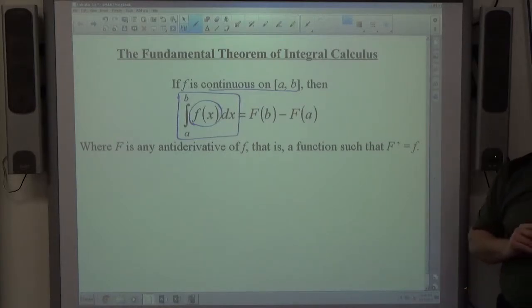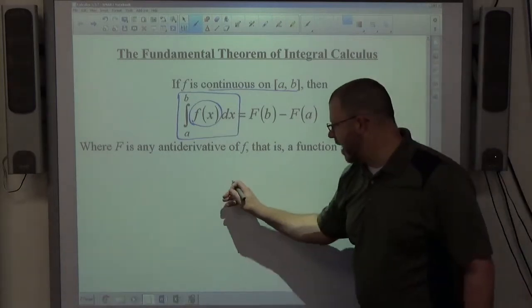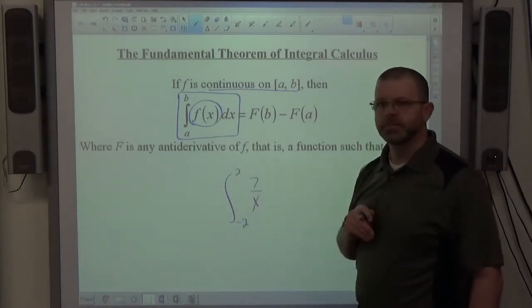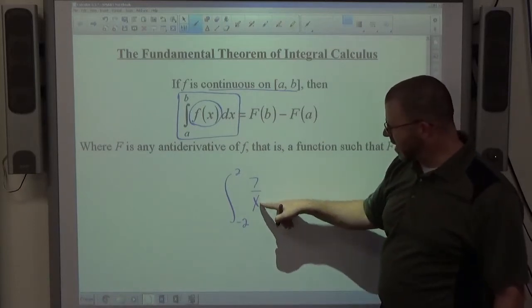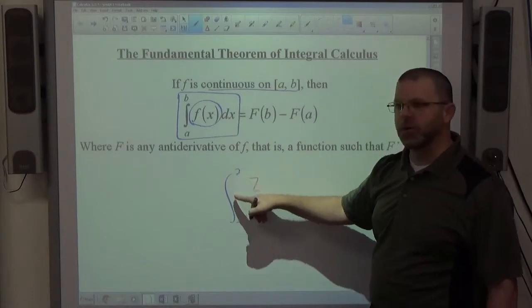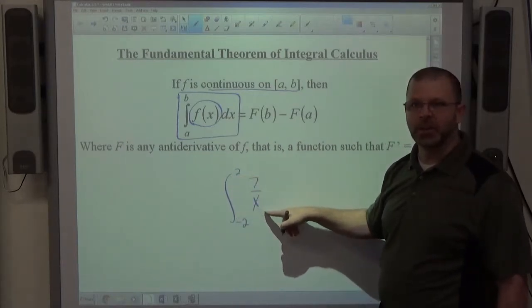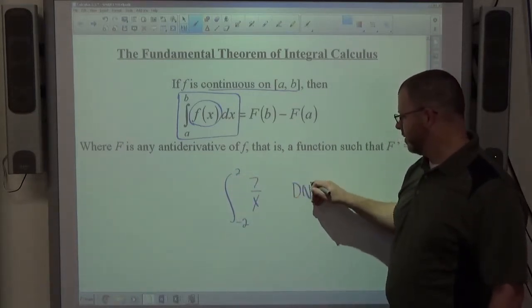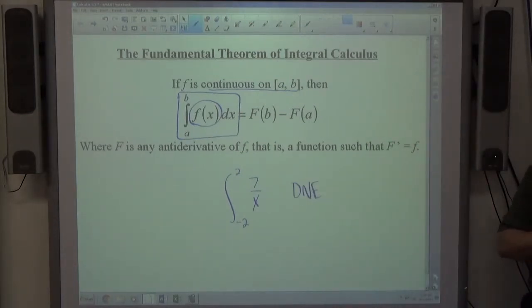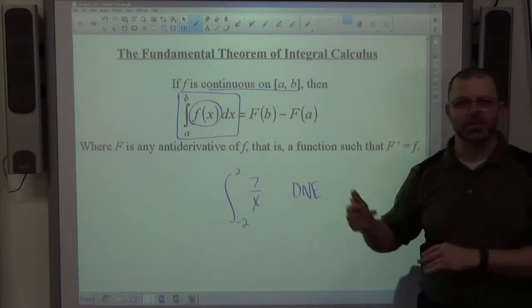Let me give you an example, one that wouldn't work. If I had 7 over x from negative 2 to 2, 0 is within that interval. 7 divided by 0 is undefined. That does not exist because there's division by 0. All right, so you can't do it. Even if you tried the midpoint method, the answer you got would be invalid. It wouldn't be correct.